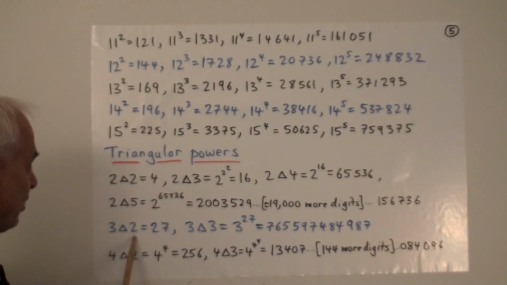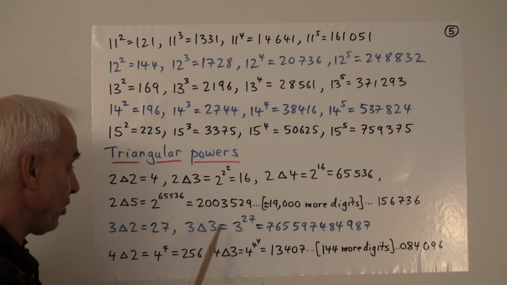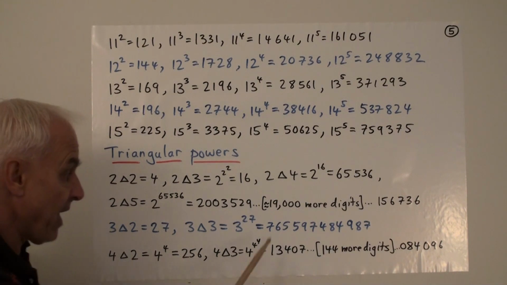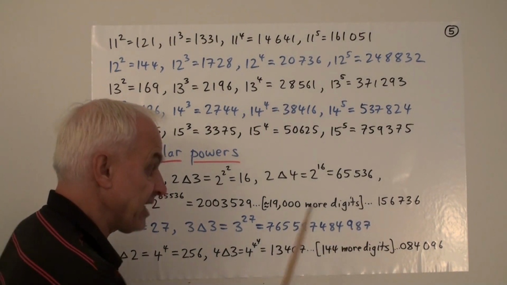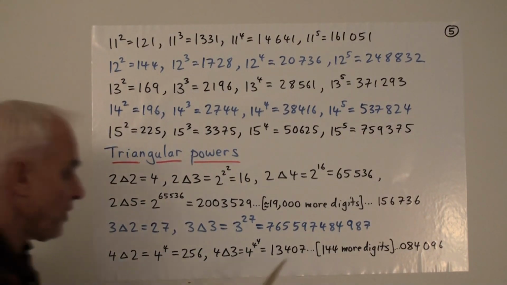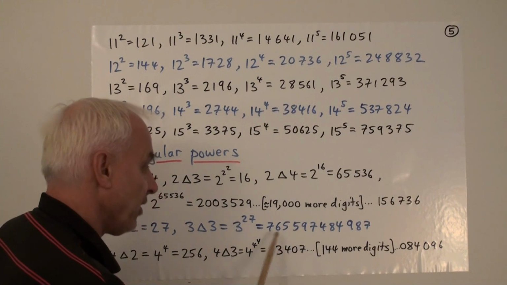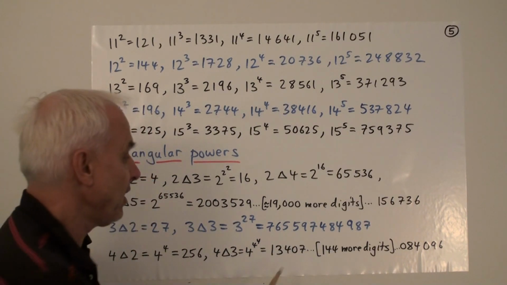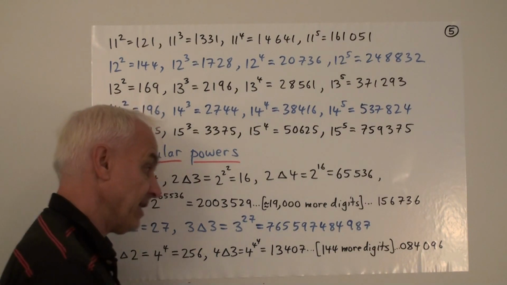How about 3 triangle 2? Well, that's 3 to the 3, which is 27. 3 triangle 3 would be 3 to the 27, and that's this number here, 765,597,484,987. So that's hundreds, thousands, millions, billions. So 765 billion, 597 million, 484,987.